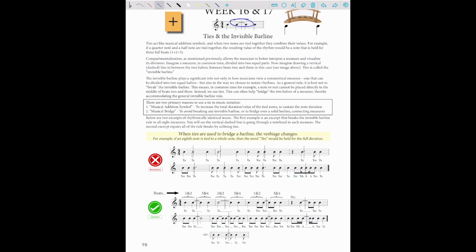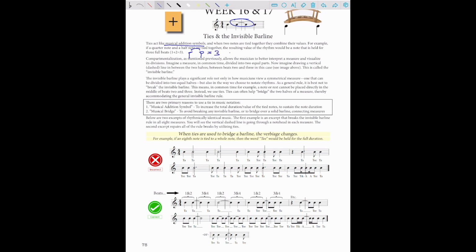Ties act like musical addition symbols. And when two notes are tied together, they combine their values. For example, if a quarter note and a half note are tied together, the resulting value of the rhythm would be a note that is held for 3 full beats. A quarter note gets 1 beat, a half note gets 2 beats. When you add those together, it equals 3. It would look like this in music notation: a quarter note and a half note, and here's my tie. That would equal 3 beats.